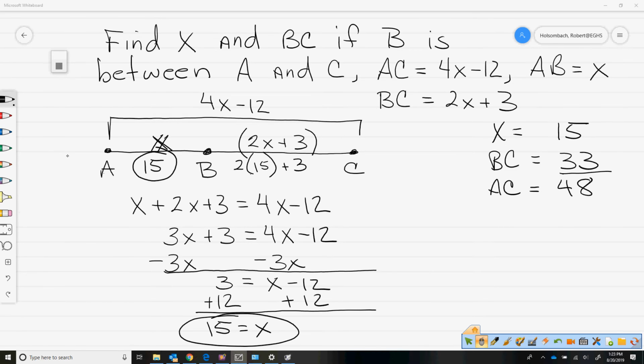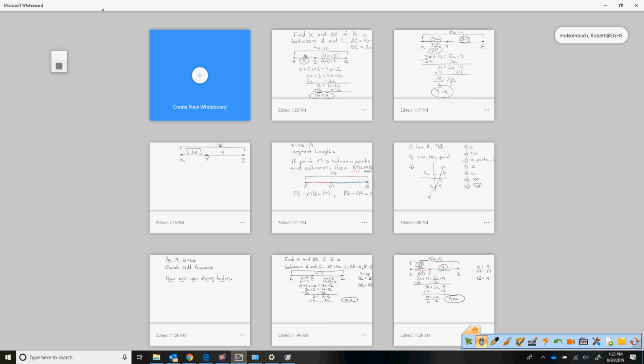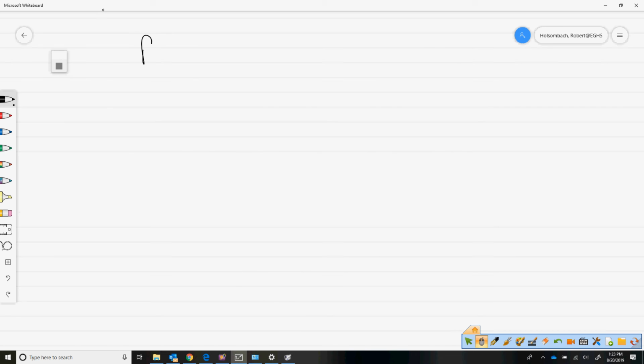Your assignment is on page 18, 14 through 24, and check the odds in the back. Well, I like that.